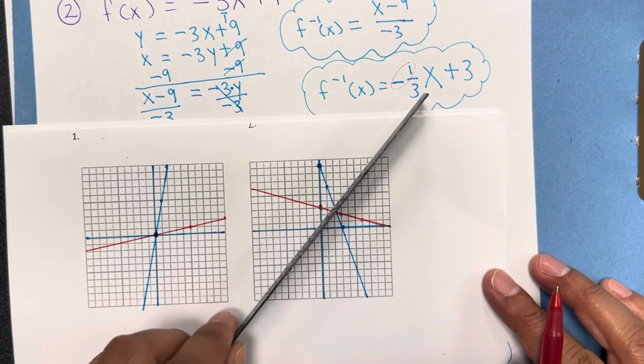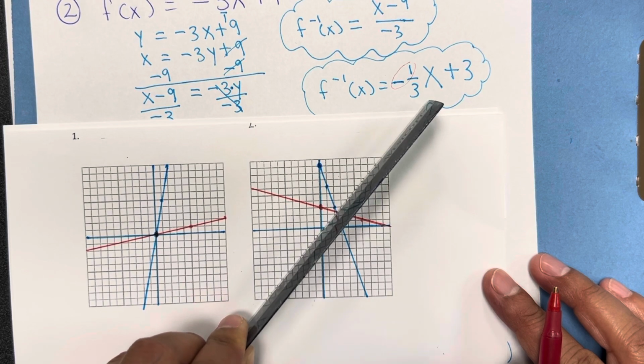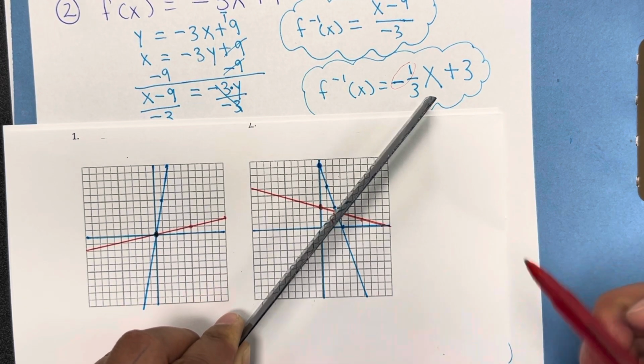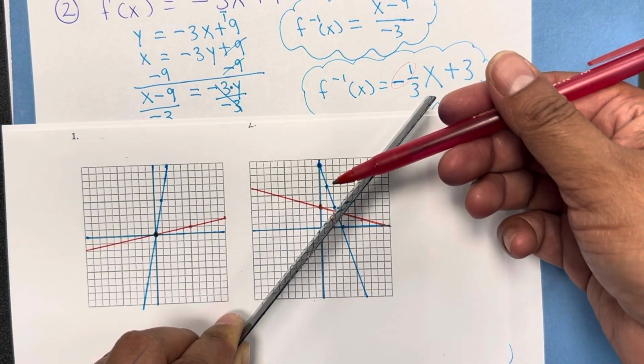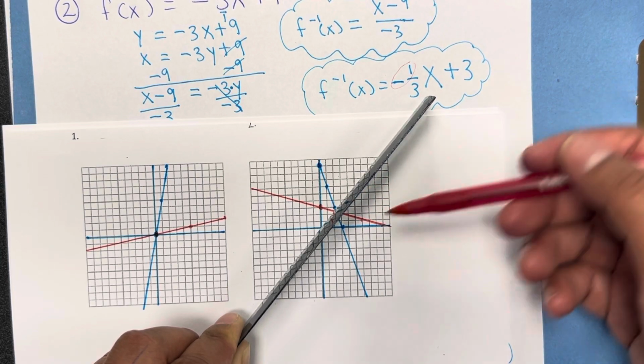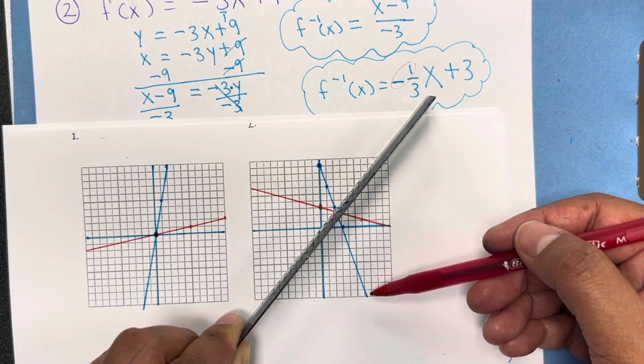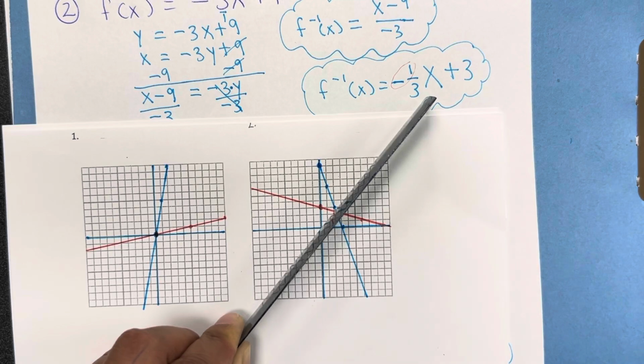This is my line of reflection. If you notice, whatever is on one side with the blue line goes to the other on red, and whatever is on this side goes to the other side. Okay, that's my line of reflection.